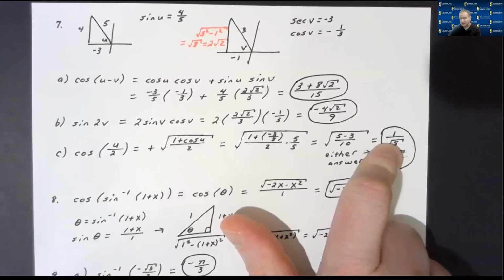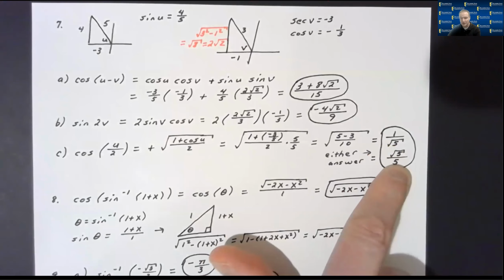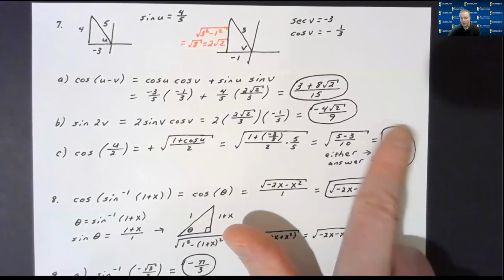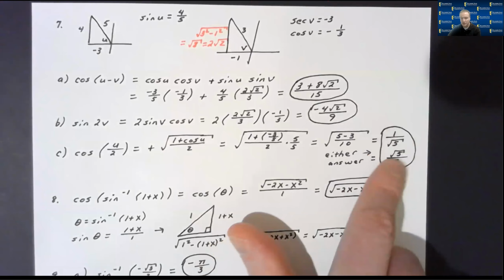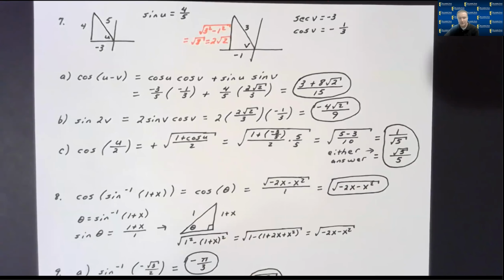For those of you that like to rationalize, another answer would be the square root of 5 over 5. Notice I did not say a better answer would be that. I have no preference between those two. It's whatever you want to do. It's fine with me.